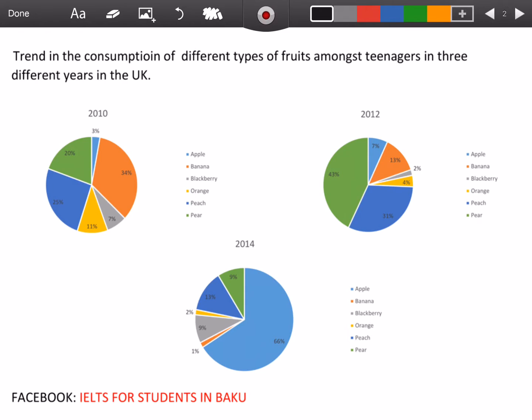So, in this task 1 sample question, we have 3 pie charts, and this type of question shows changes over time. And it's very vital to be able to read the data very carefully in order to demonstrate it in your writing. As it is clear, we have 3 different years, which are 2010, 2012, and 14.